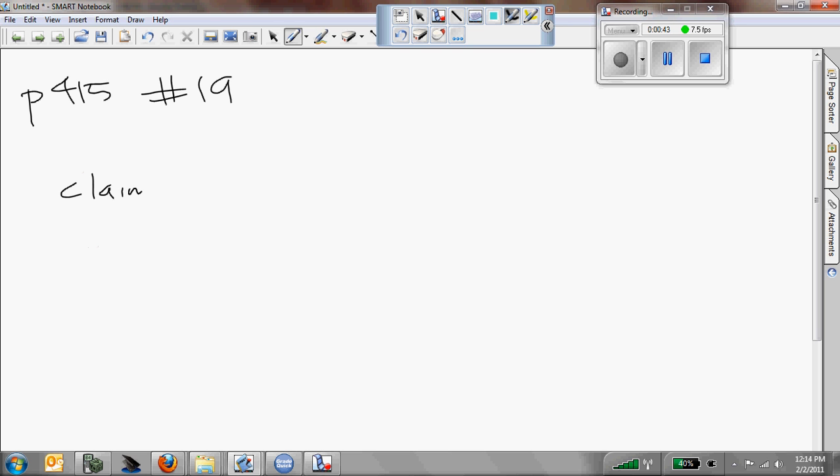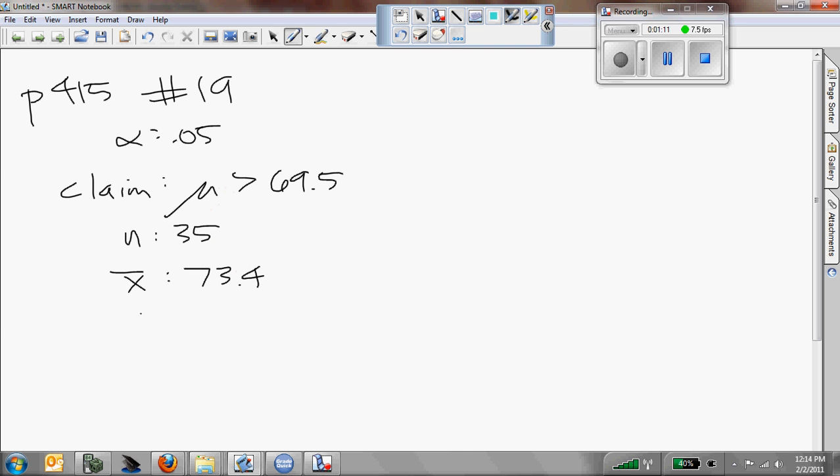This is our claim. Have a mean lifespan that is greater than 69.5. Significance level we are using is a 0.05 significance level. The sample size, N, is 35. The sample mean, conductors have a mean lifespan of 73.4 years. The sample standard deviation for the conductors is 8.7.